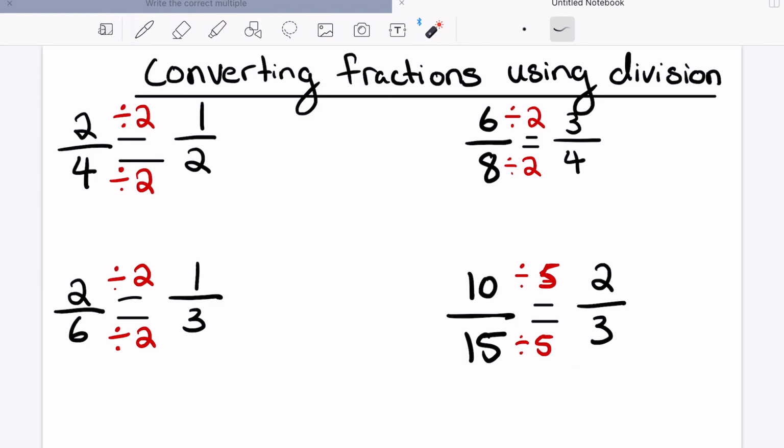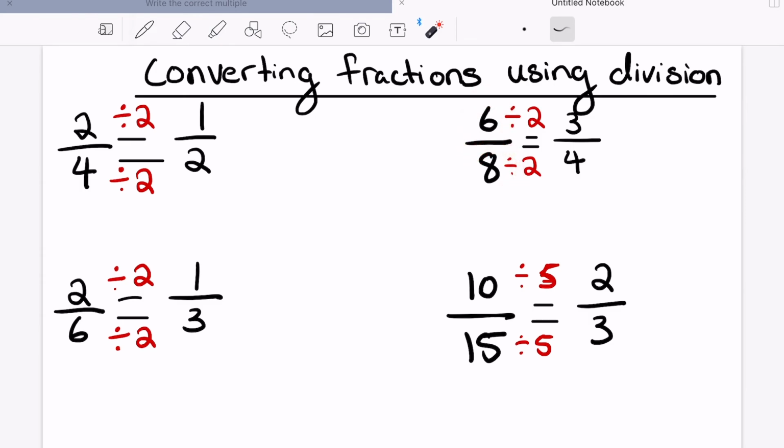So now we know how to convert fractions using division. So today we're practicing converting fractions using division. We just use division to find the same fraction. We can divide by any number, but just like multiplication, whatever we do to the top, we have to do to the bottom.